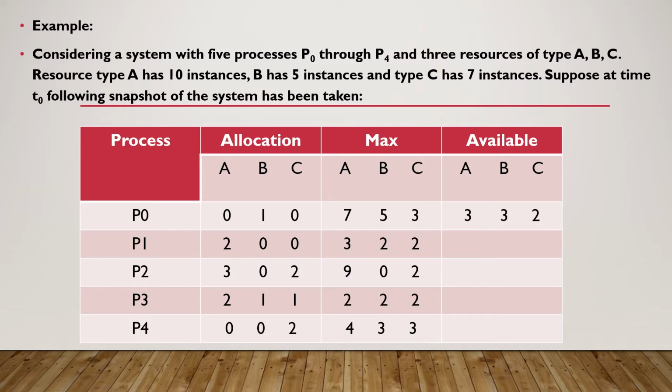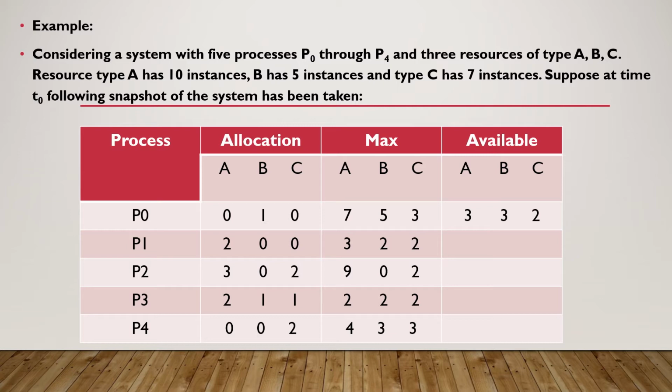Processes P0, P1, P2, P3 and P4 are given and there is an allocation. Allocation means what? Under A, B, C they have given values. For example, for A, the value for P0 is 0, meaning A type resource is not allocated to P0. For B, only one is allocated to P0, and C type is also not allocated to P0. Similarly for P1, A type resource is allocated 2 times and B and C are 0. Similarly for P2, P3 and P4.